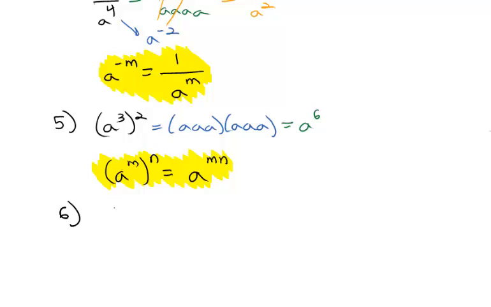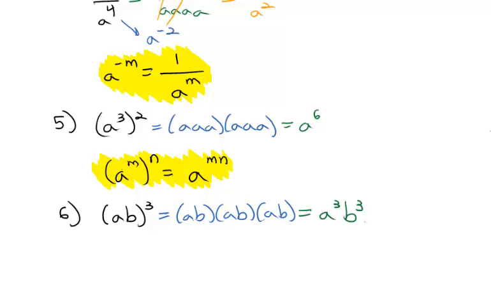Number 6. If we've got ab cubed, that means the ab is going to appear 3 times: ab times ab times ab, which means altogether there are 3 a's and 3 b's. This gives rise to the exponential property where if we've got a product raised to some power, we simply take each factor raised to that power. So ab to the m is a to the m, b to the m.